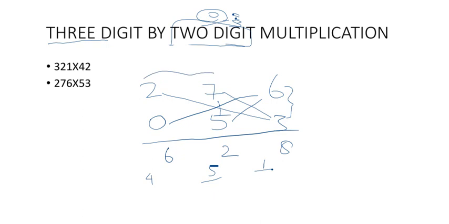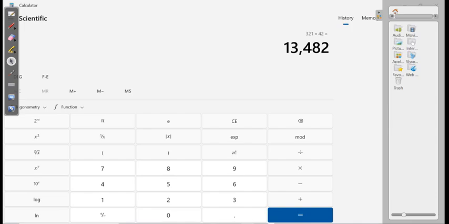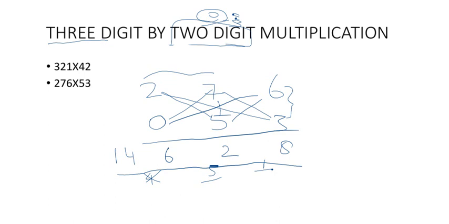Next, this diagonal element, it is 2 into 5, 10, and this will become 0. So 10 plus 4, it is 14. So we have added this 4 with the 10, and the final answer we have obtained is 14628. Let me check whether the answer obtained here is correct. 276 into 53. The answer is 14628. Yes, we have obtained the correct answer.